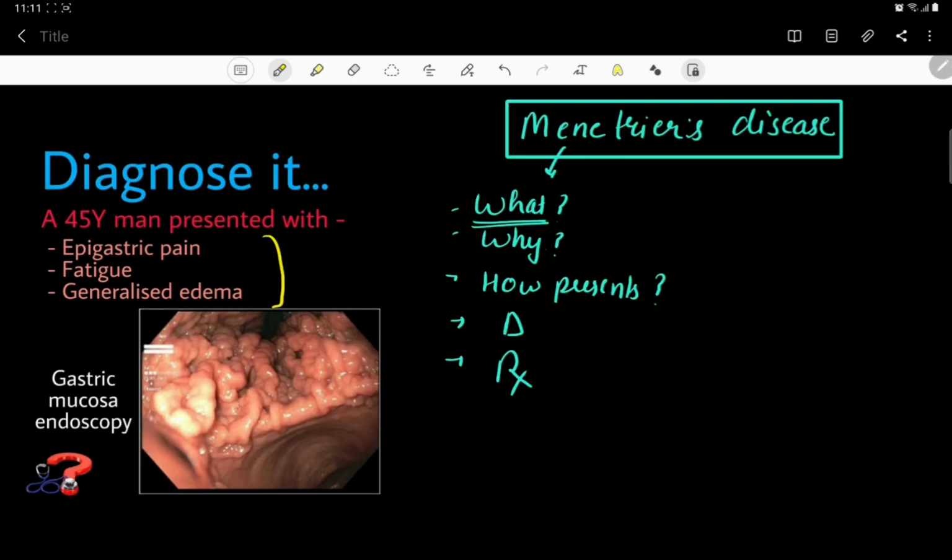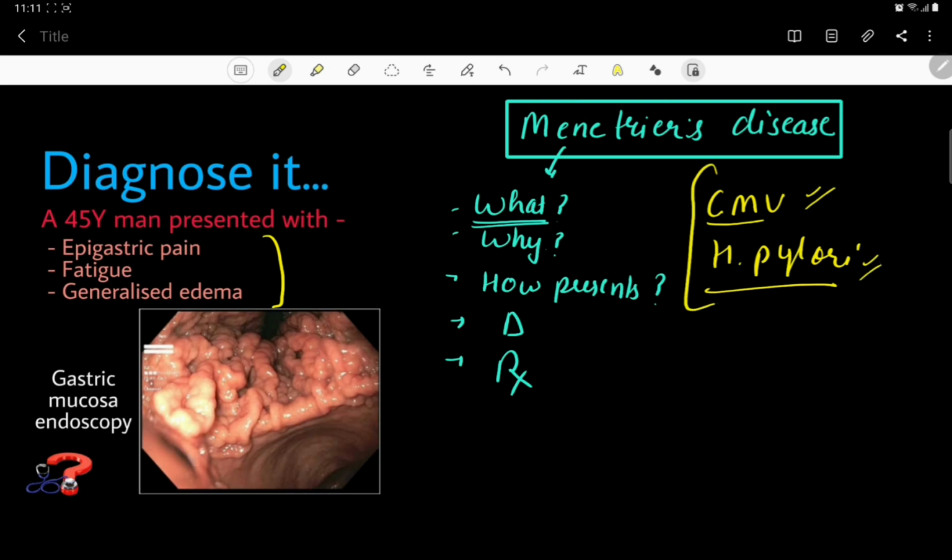Well, we should not stop here. We should also go for this CMV and this H. pylori screening, because these are also associated with this disease. And when these are associated, we can think the disease can be self-limiting also. But if these are not associated, the disease is more of a progressive disease. And most of the time in adults, this is a progressive disease. But in children, this association with CMV and H. pylori, this can be a self-limiting disease also.